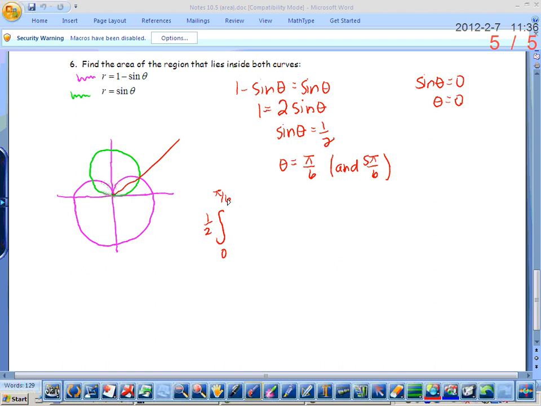So from 0 to pi over 6. The green graph, if I trace the region right there, it goes from the pole to that point of intersection. And so I'm verifying that, or I want to find where the green graph hits the pole. And so anytime the graph hits the pole is where r equals 0. All right, my green graph was sine theta.